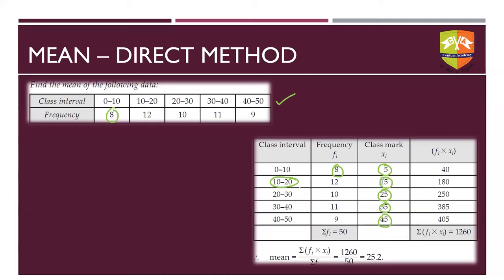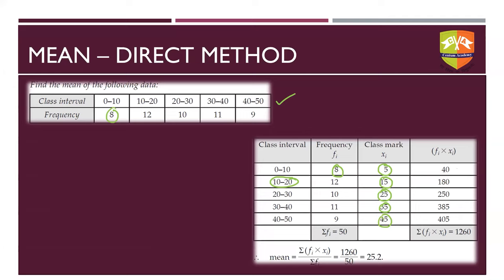Okay. So if I have to choose one value which will represent all the values between 10 and 20, that number is 15. So in a way, we are doing the mean of the mean. Okay. So 15 is there, 25, 35. Then what do you do? You multiply each class mark with its respective frequency.